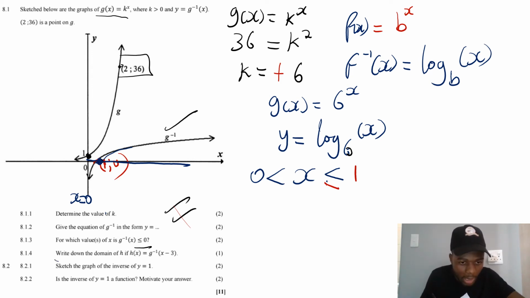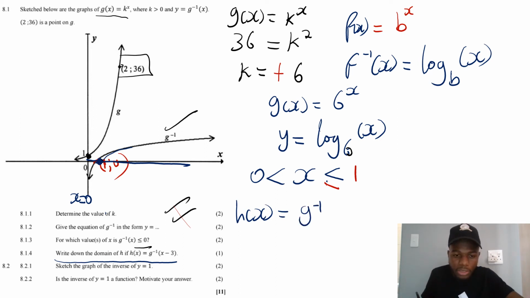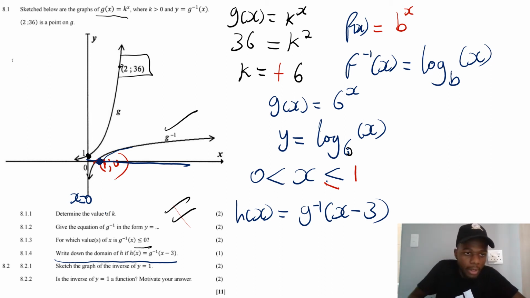Then we are also asked to write down the domain of h of x. Okay, h of x is given by the inverse of g of x minus 3. So this means that the inverse of g has been shifted, or has moved, 3 units to the right. Okay, and we have to find the domain. The domain of the inverse of g before it was shifted is x greater than 0.